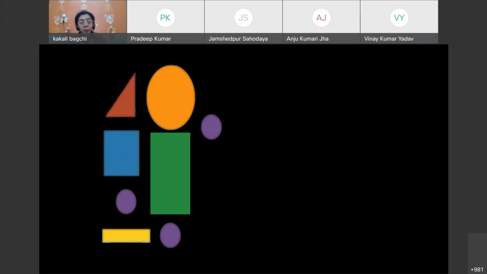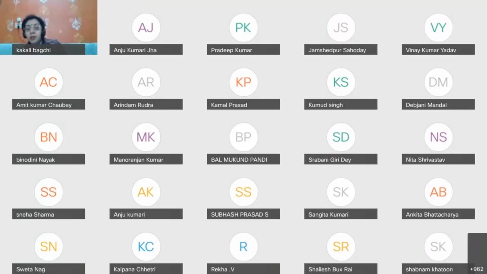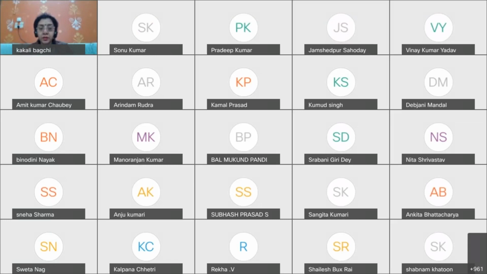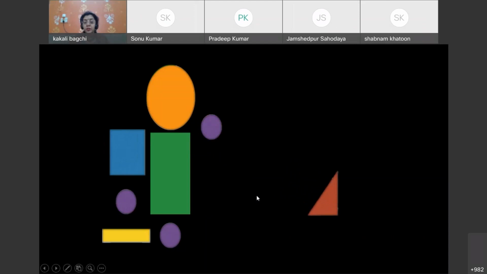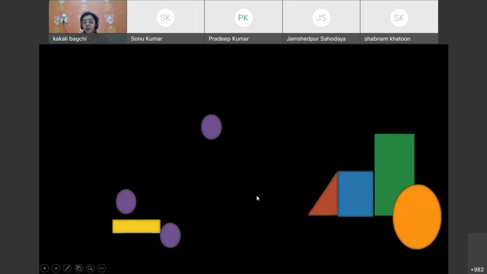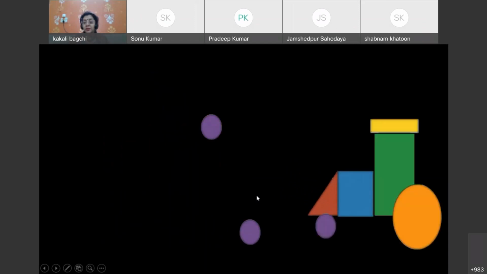Now actually what is happening? Students are developing a correlation between hand, eye and brain with this type of figures. They're touching, they're feeling it. Now see how beautiful a picture is being created. See how beautiful the picture is being created. The students are making it. Is it not fantastic?